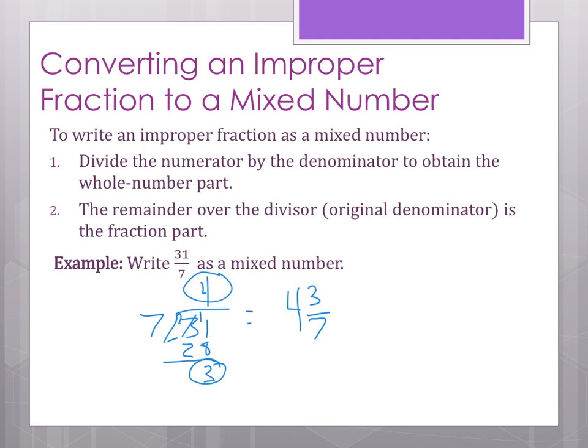So to review, we did the numerator divided by the denominator, and that whole answer 4 is our whole for the mixed number. The remainder that we had after the division was our new numerator, and the original denominator was carried over as our new denominator.